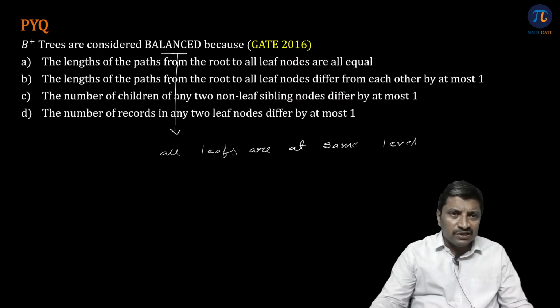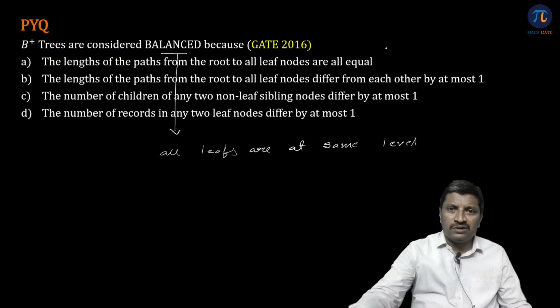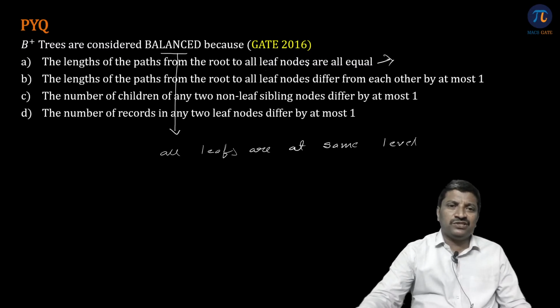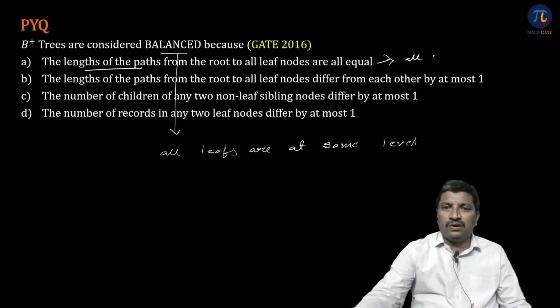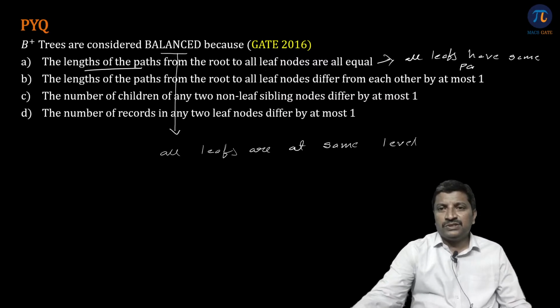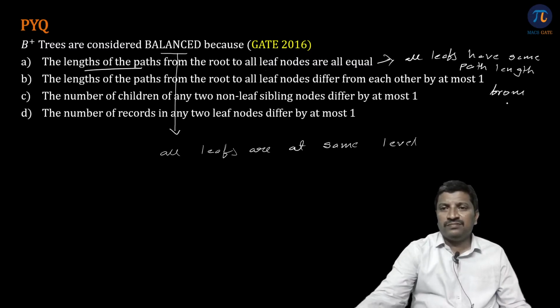I think they will give it, sir. The length of paths from root to all leaf nodes are equal. Sir, this is the same, right? All leaf nodes are at the same level, or the length of paths, both are the same. So all leaves have the same path length from root. Same path length from root. What does it mean, sir? Same level.